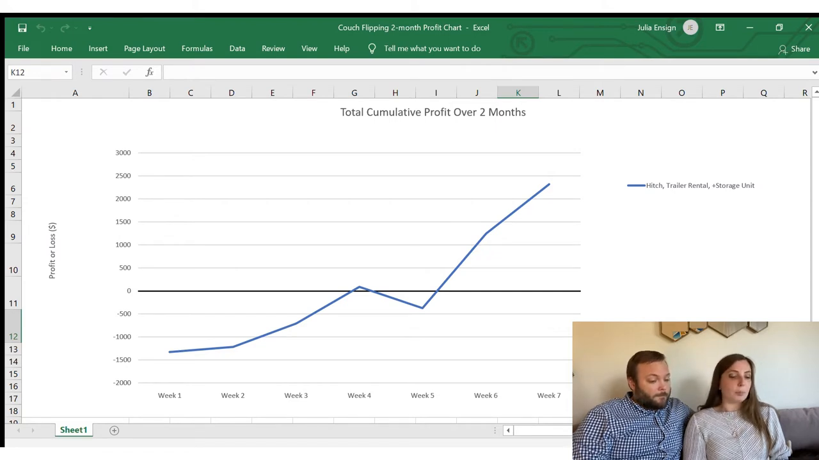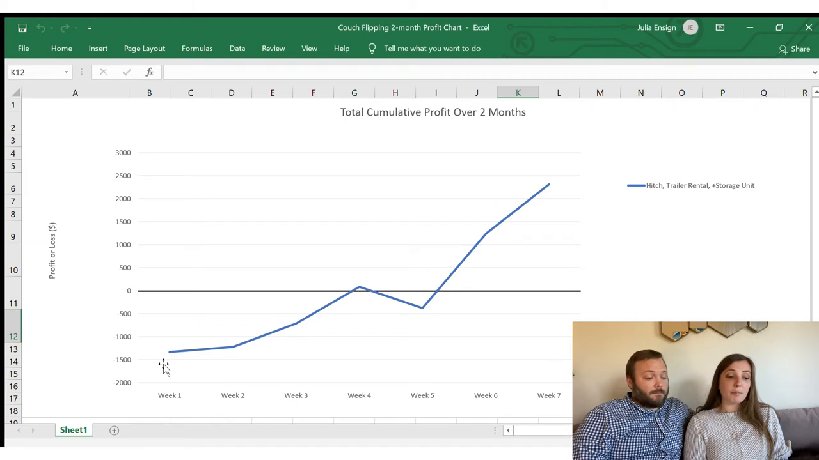So this blue line here represents what our situation was, which is the hitch with the trailer rental every weekend plus our storage unit cost. So starting here at week 1, this is the profit and loss side. So you can see zero is the break-even point. We're in the negatives because we spent money. So we bought the hitch, we paid for the trailer, we paid for the storage unit, and we bought a bunch of couches the first week. So this is like stocking up on inventory.